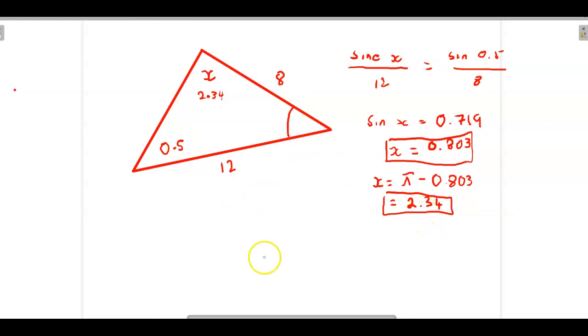If this was so big, so if my 2.34 and my 0.5 were bigger than pi, then the biggest angle wouldn't work. But because these two angles are less than pi, remember pi equates to 180 degrees, then there is room for a third angle. So at present, both of these work, and this is called the ambiguous case.